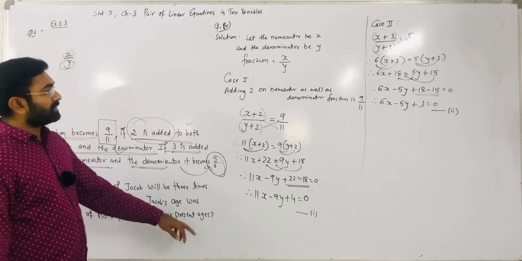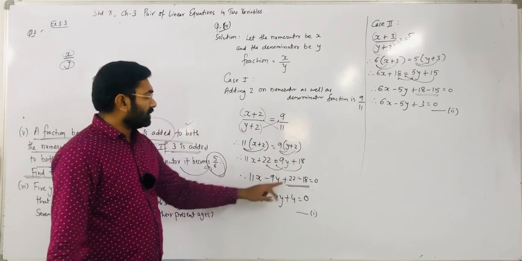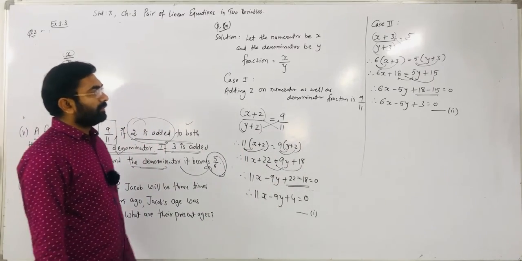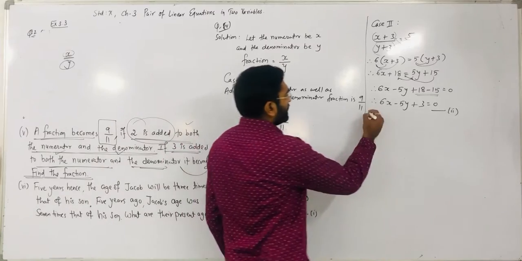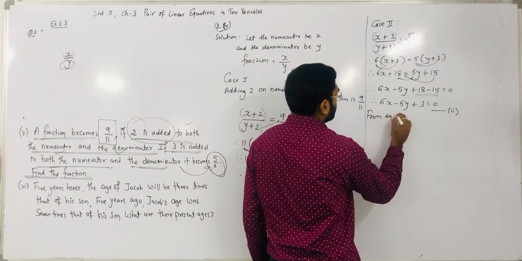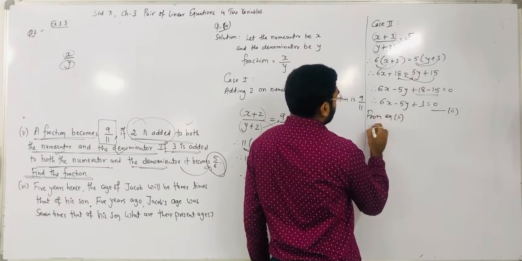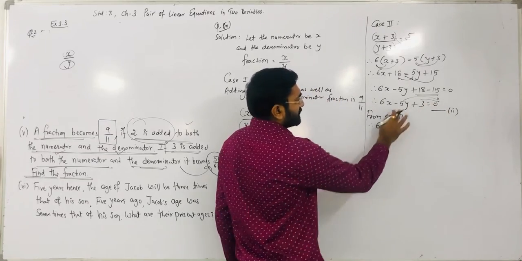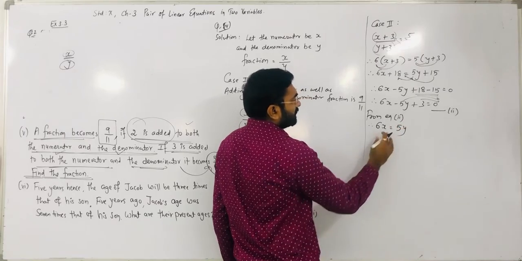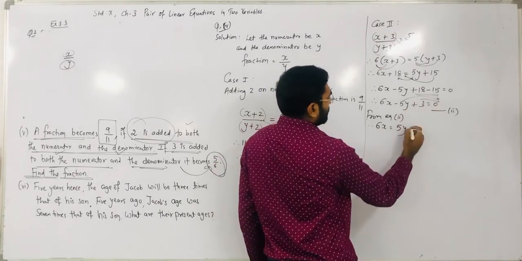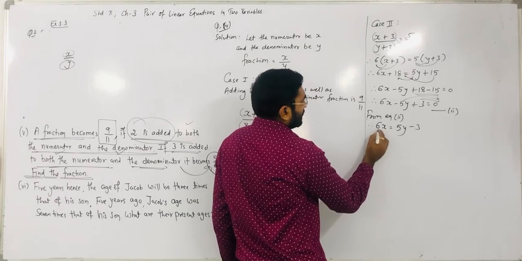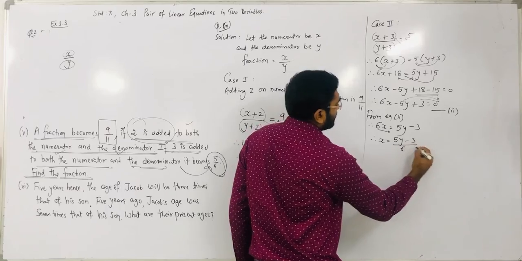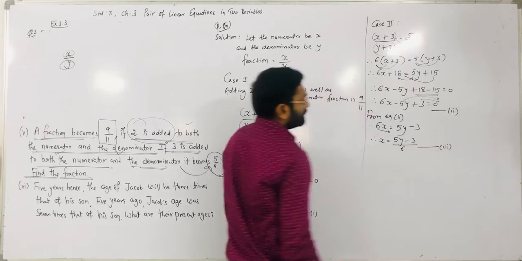Now we have to use the substitution method, right? So any one of the equations we have to select and make one of the variables the main term. From equation number 2, suppose I make the x variable the main term, so both other terms go to the right hand side: minus 5y becomes plus 5y, and plus 3 becomes minus 3. And here 6 goes to the right hand side, it becomes the denominator. x equals 5y minus 3 divided by 6. This gives equation number 3.